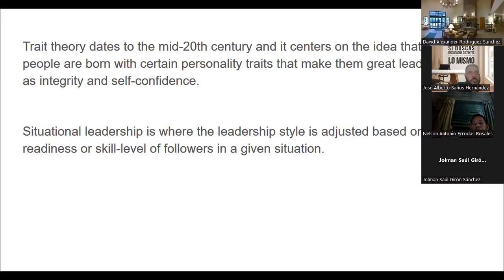20th century, and it's centered on the idea that some people are born with certain personality traits that make them great leaders, such as integrity and self-confidence. Good. Okay. Situational leadership is where the leadership style is adjusted based on the readiness or skill level of followers in a given situation. Okay, what did you understand on this one?